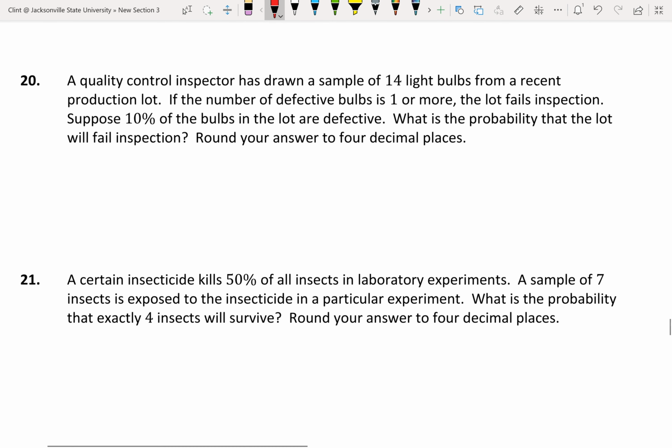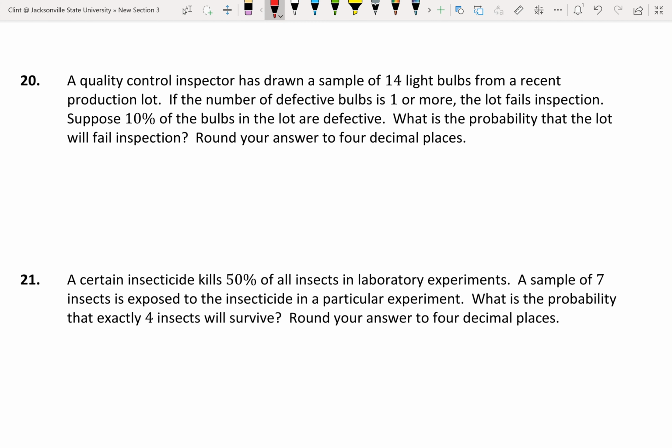Number 20 says a quality control inspector has drawn a sample of 14 light bulbs from a recent production lot. If the number of defective bulbs is 1 or more, the lot fails inspection. Suppose 10% of the bulbs in the lot are defective. What's the probability the lot will fail inspection? Okay. So a bulb is either defective or it's good. Only 2 possible outcomes. So this is a binomial distribution.